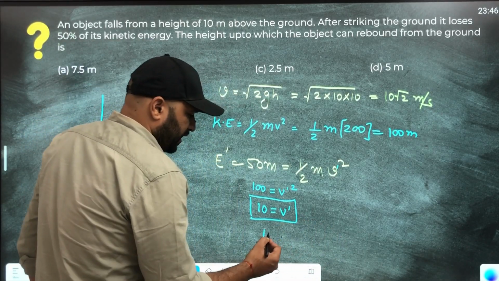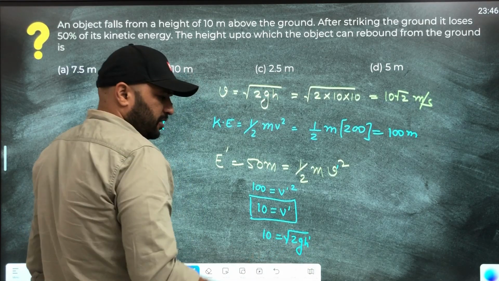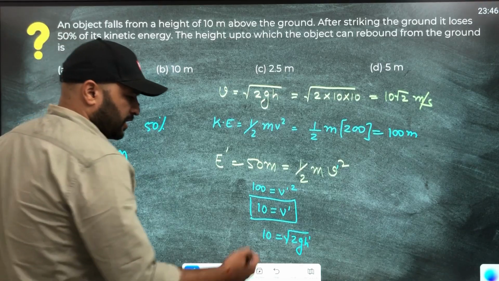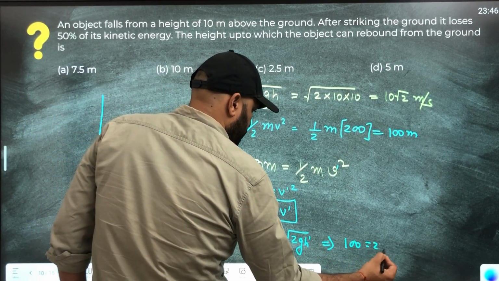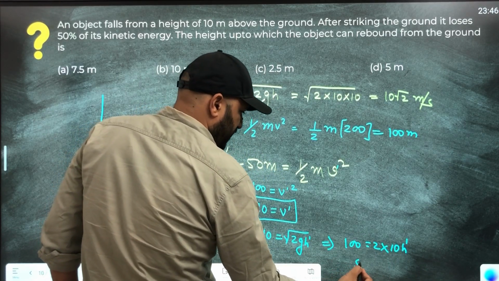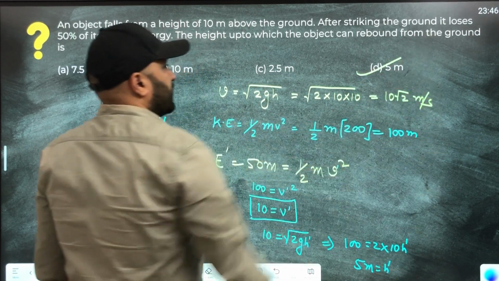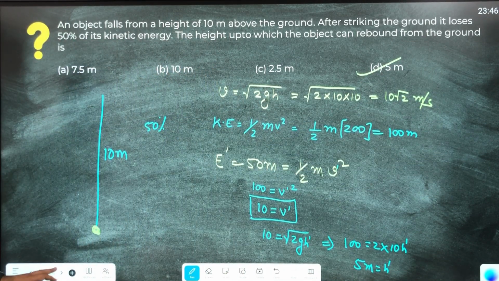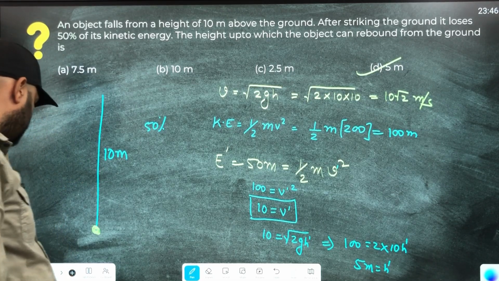So simply put here 10 equals under root 2gh dash, the new height it will achieve while going up, right? Squaring both the sides, it will be 100 equals 2g, g is 10, and h dash. Taking it that side, it will be 5 meters, that will be the height it will achieve while going back after rebounding and losing 50% of its original kinetic energy, right? Let's see the next one.